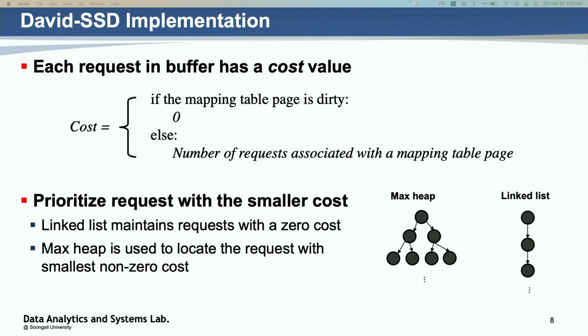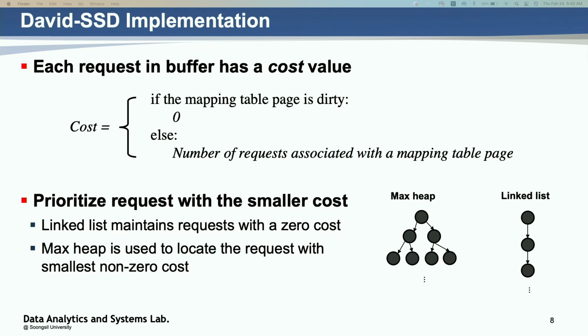To implement the David SSD architecture, we define the costs of each buffer data like this. The cost is set to 0 if its mapping table page is already dirty. Otherwise, it is the number of requests associated with a mapping table page. We prioritize a request with a smaller cost because it minimally increases the dirty memory footprint of the mapping table.